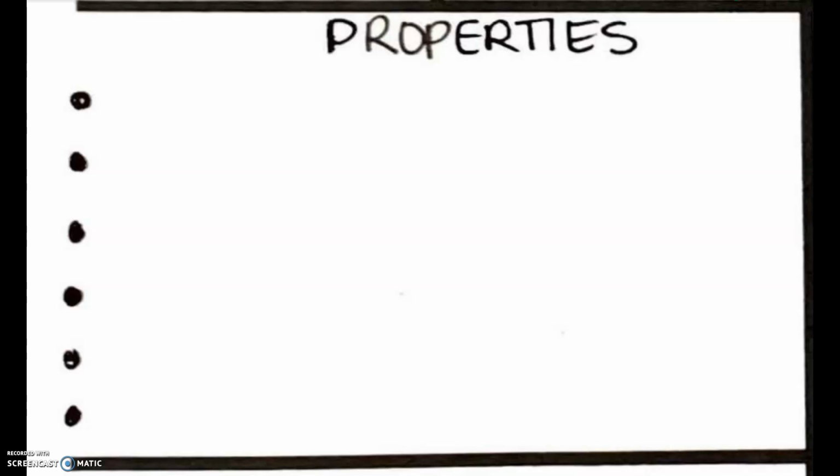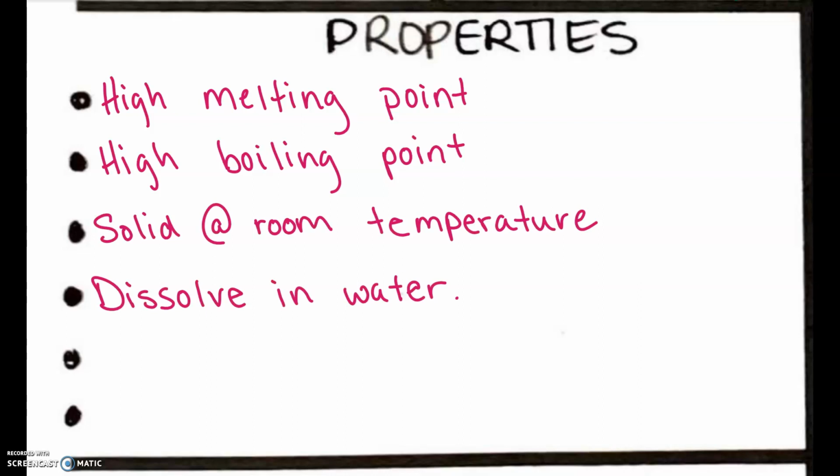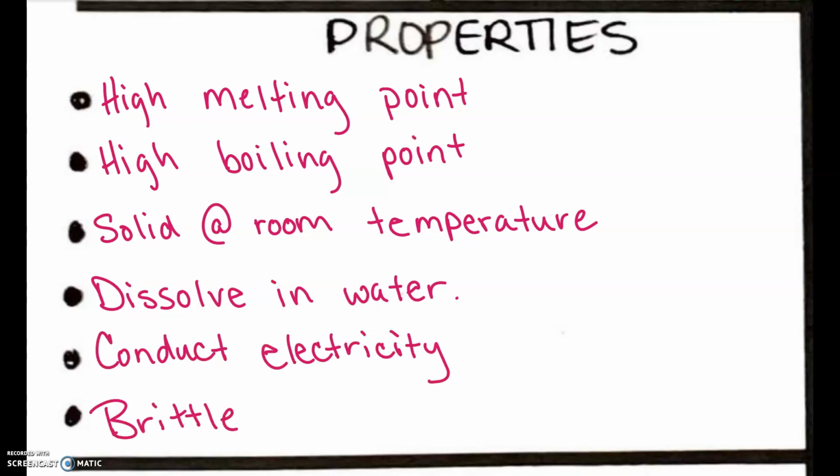Ionic compounds have high melting points and high boiling points. They also are solids at room temperature, and they dissolve in water. Ionic compounds conduct electricity, and they're very brittle. These are some of the properties of ionic compounds that make them stand out aside from the other two types of compounds that we're going to learn about.